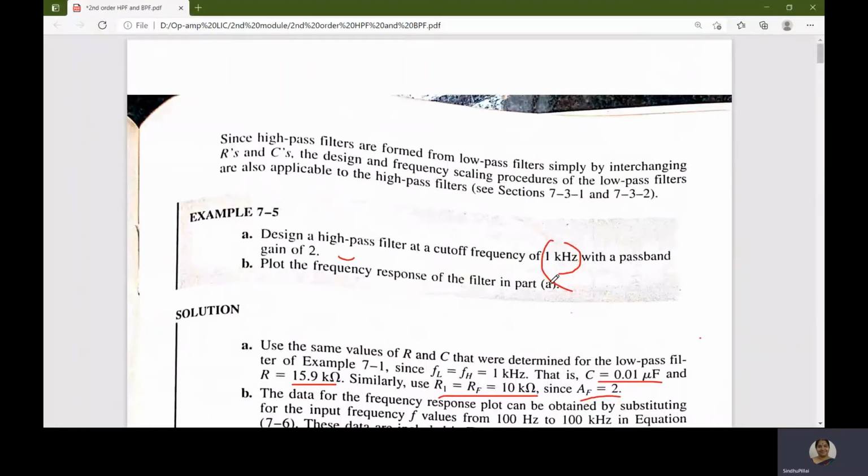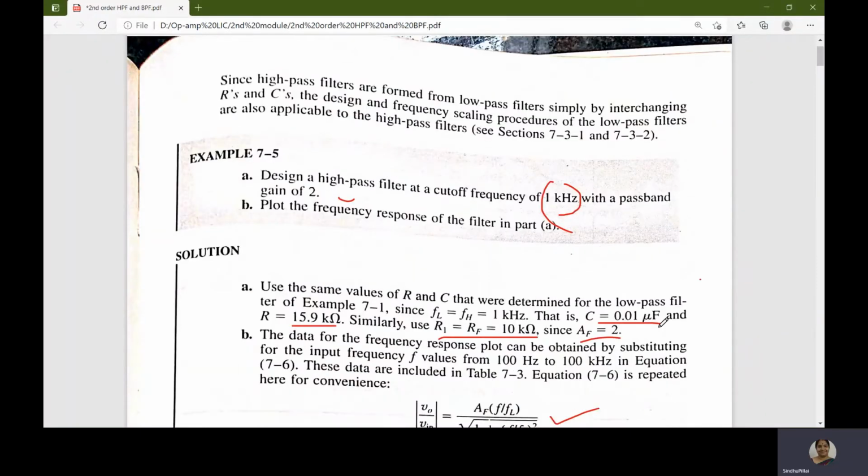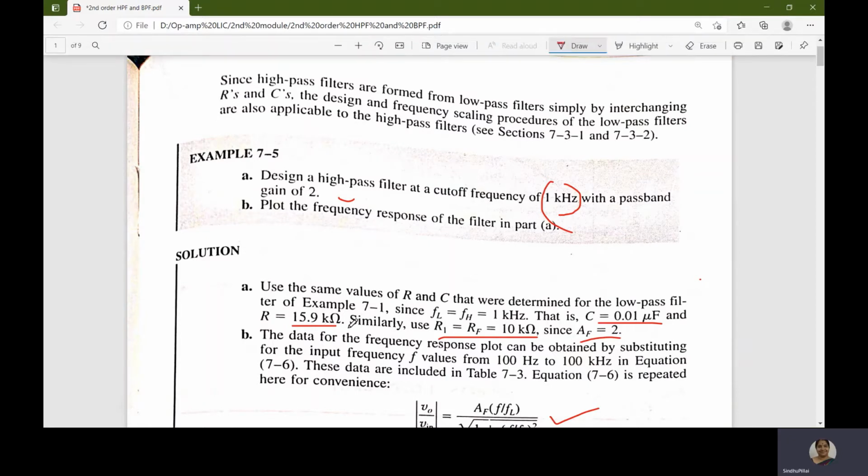It is the same as the low pass filter, where we take the cutoff frequency as 1 kilohertz. To design, we had assumed the capacitor value as 0.01 microfarad. So by assuming the capacitor value, you have to find out the resistor value by using the formula R is equal to 1 by 2 pi F into C. Substitute F and C, you will get the value of R.